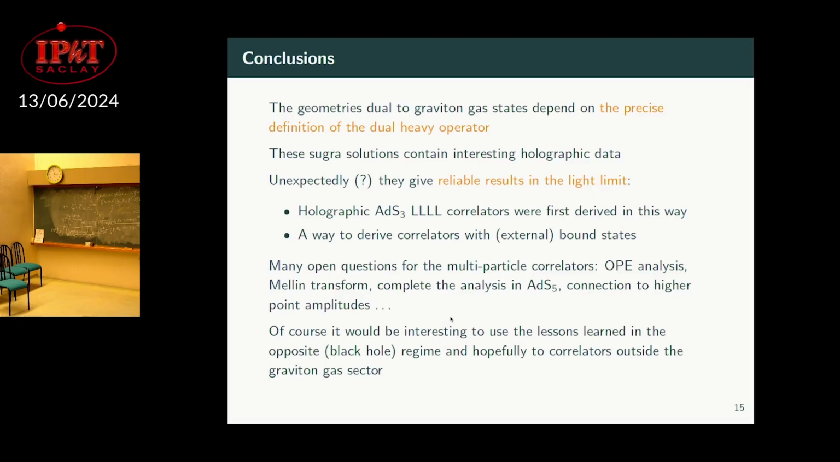Unexpectedly, maybe, some of the discussion yesterday can be used to understand this point better, but the light limit of this correlator is smooth, right? There is no issue of ordering of limits. You can make contact with the entirely light correlators, and it's a new way to derive light correlators, which can be applied also to correlators where the external states are bound states. And for the time being, there is no independent derivation for this.